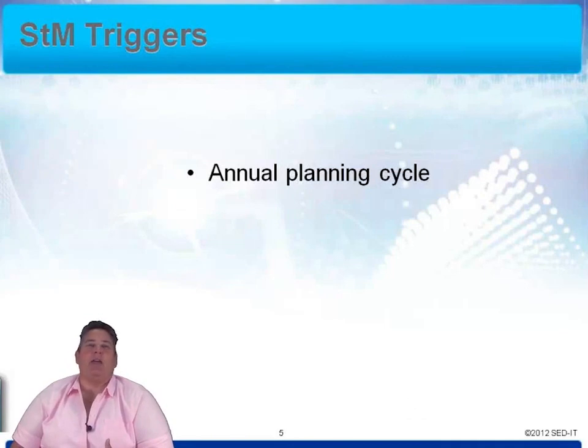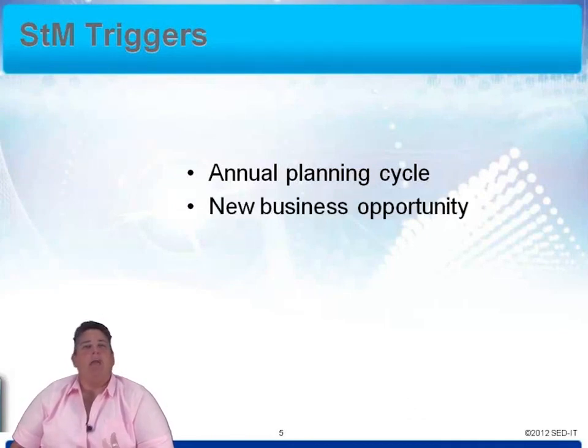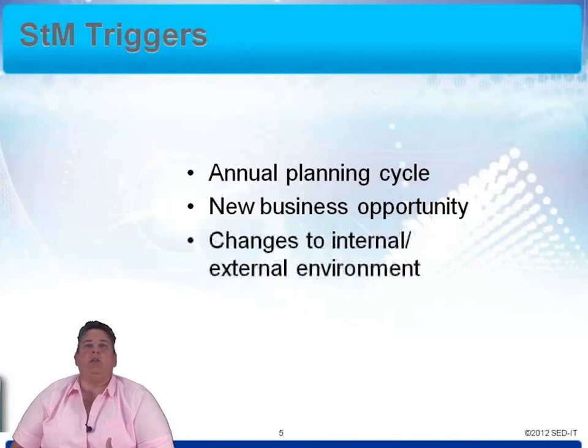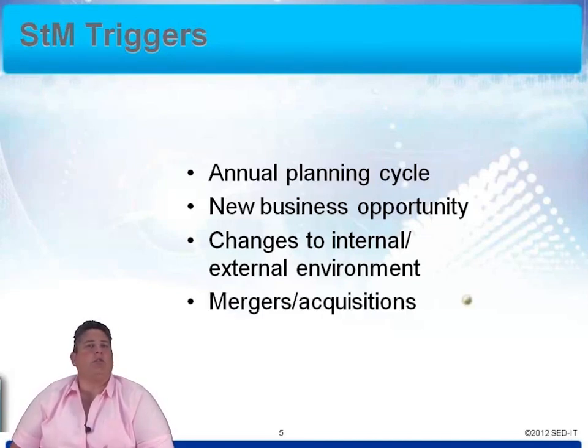The triggers for strategy management include the annual planning cycle, and this would trigger potential changes in the overall business strategy, potentially taking on new lines of business, which would of course impact the IT strategy. Another trigger would be a new business opportunity or changes to the internal and external environments. We may have changes that we can control or not that would cause our strategy to develop and to address those changes. Mergers and acquisitions would also be another change or trigger for the strategy management process.